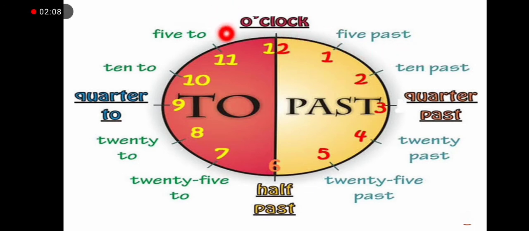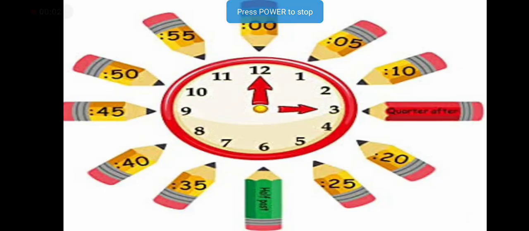So you can see the 4 important points of the clock. At 12, when the minute hand is at the 12, we say o'clock. On 3, quarter past. On 6, half past. And on 9, it is quarter to. There are 5 minutes between every two numbers of the clock. So we can find the number of minutes with the help of the table of 5.